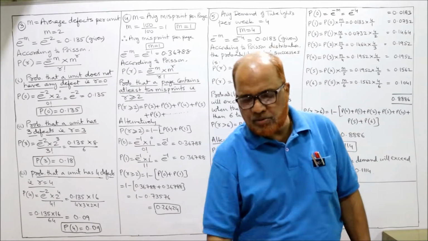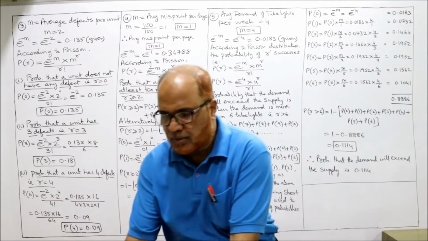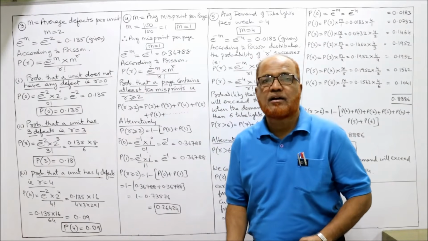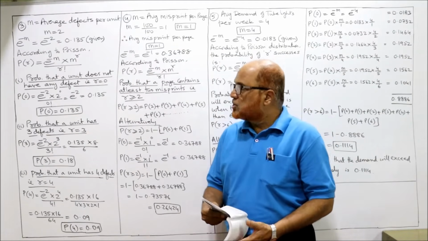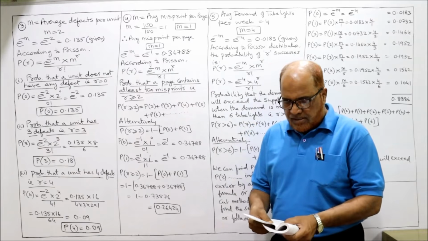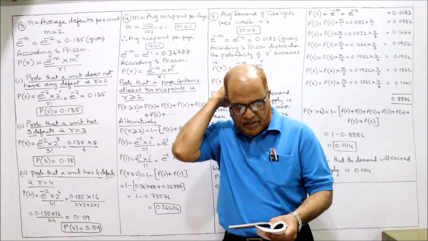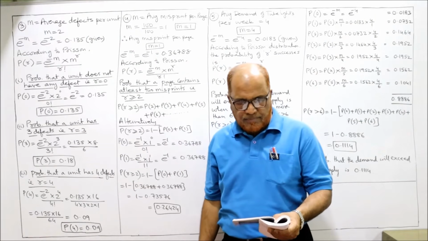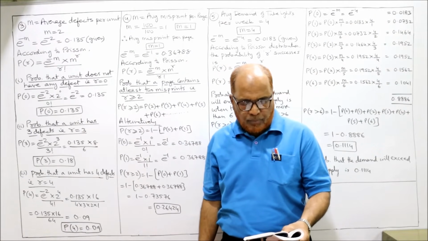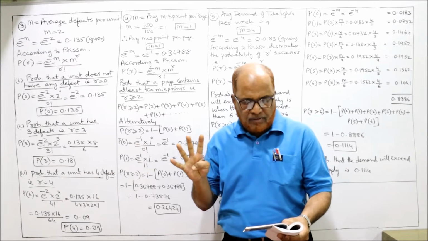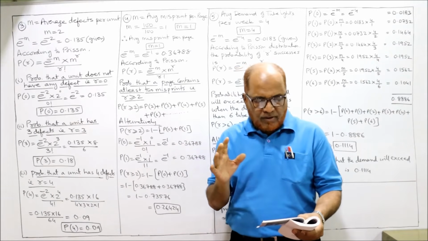So already two problems we have done. Now see the third problem. Hope you got the problems from the link under my description. So problem number 3. Suppose that a manufactured product has 2 defects per unit of product inspected. Using Poisson distribution, calculate the probability of finding a product without any defect, with 3 defects and with 4 defects.